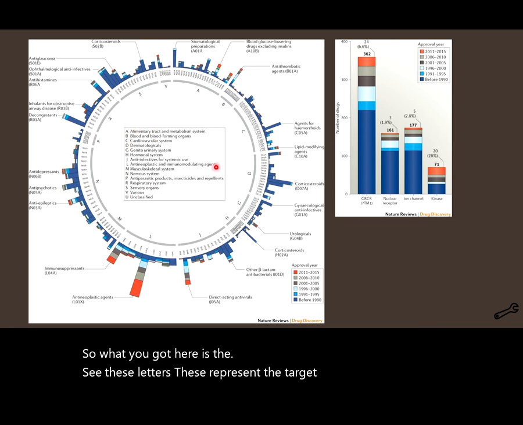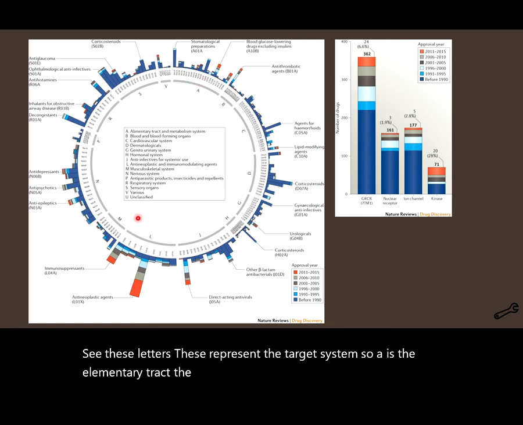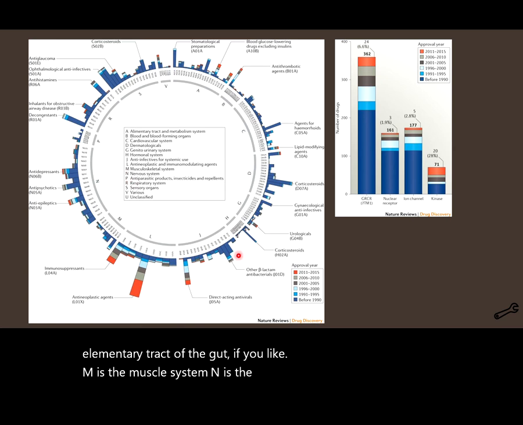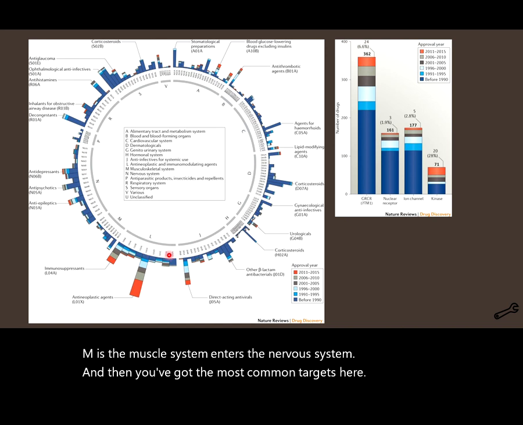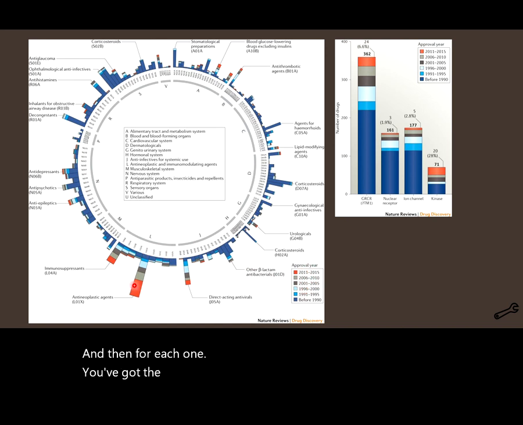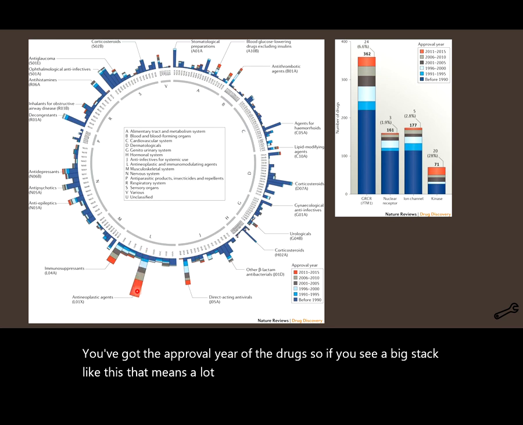So A is the alimentary tract, or the gut if you like. M is the muscle system. N is the nervous system. And then you've got the most common targets here. And then for each one, you've got the approval year of the drugs. So if you see a big stack like this, that means a lot of drugs are directed against that target. And if you see a lot of red, you know that these are more recent ones.